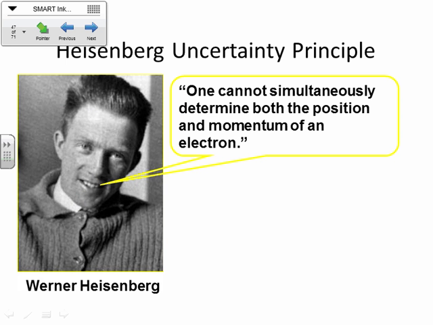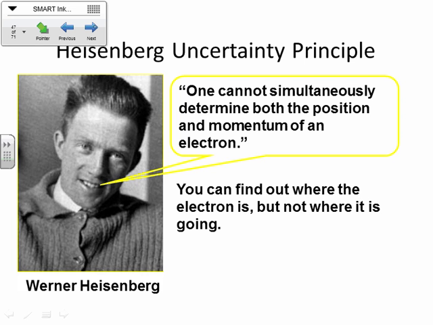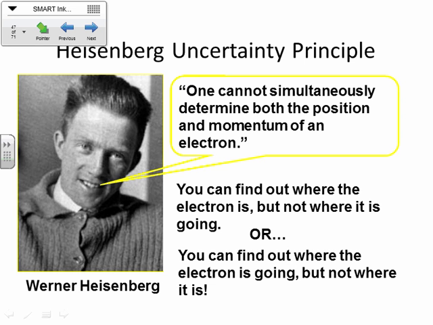And I guess he's talking right now, which is weird because he's dead. But one cannot simultaneously determine both the position and momentum of an electron, okay? You can find out where the electron is, but not where it's going, or I guess vice versa. You can find out where the electron is going, but you don't know where it is, okay? So that's just a problem with our measurements.